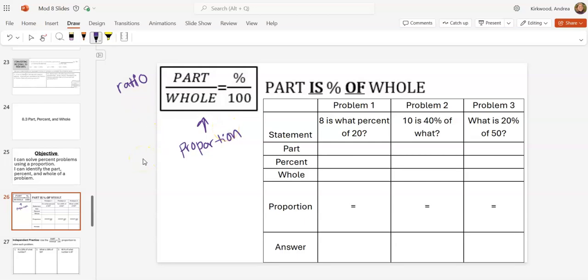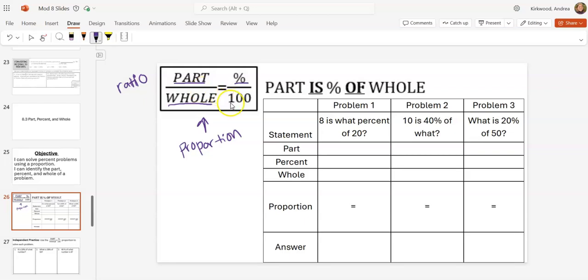When we look at these word problems in the future, they're going to be missing one of these three parts. We're either going to be missing the part in the original ratio, the total in the original ratio, or the percent. The 100 is always going to stay there. It's always going to be the same. When you read a problem and identify which piece is missing, you can fill in this proportion and then solve for that missing piece.